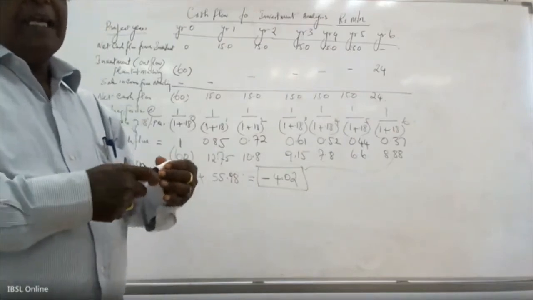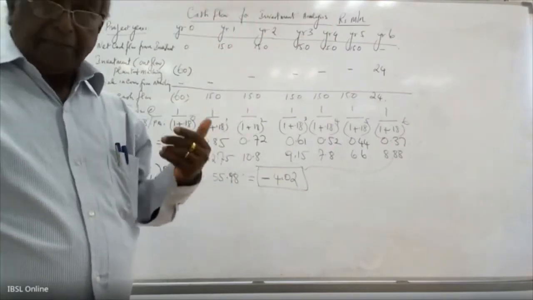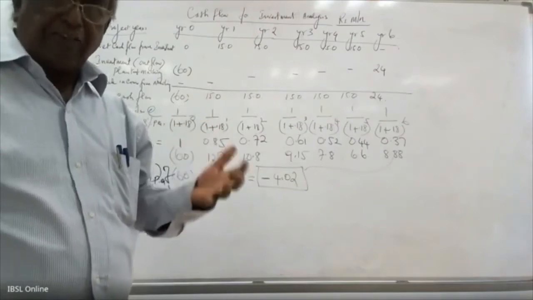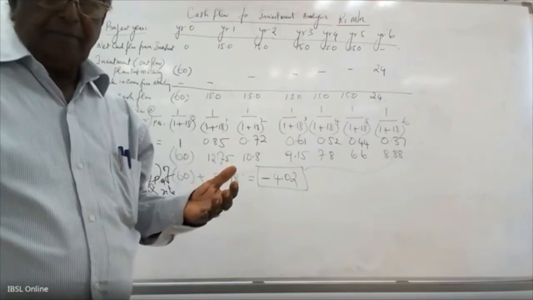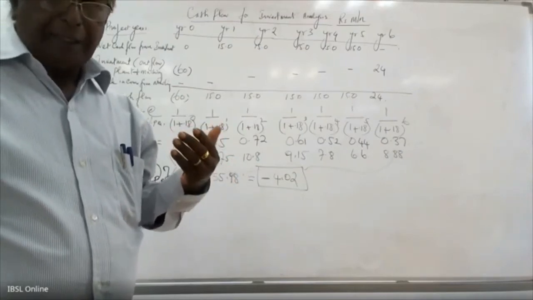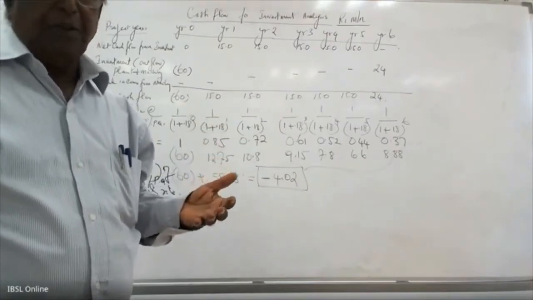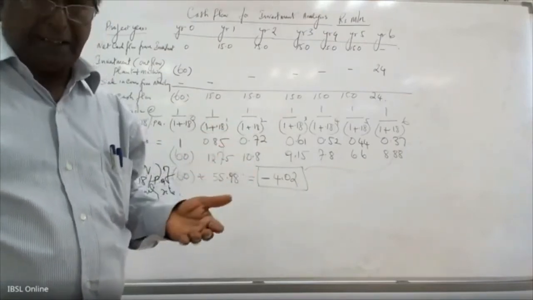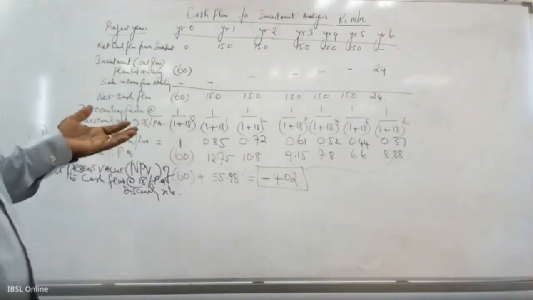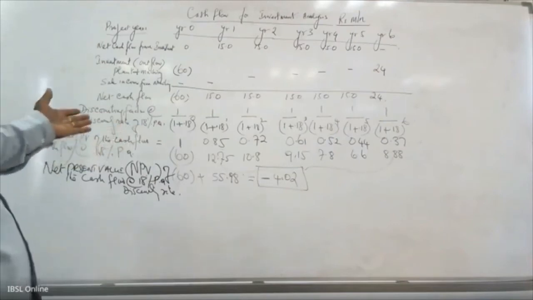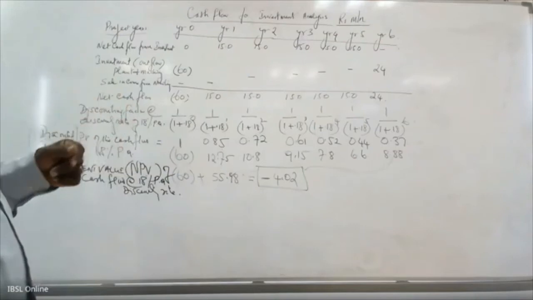So in an operation like this, if the NPV is negative, that means the income at present level does not cover the expenditure. The inflow at present level is less than the outflow. So this project is not worthy. So that is the result. That is the meaning of net present value.